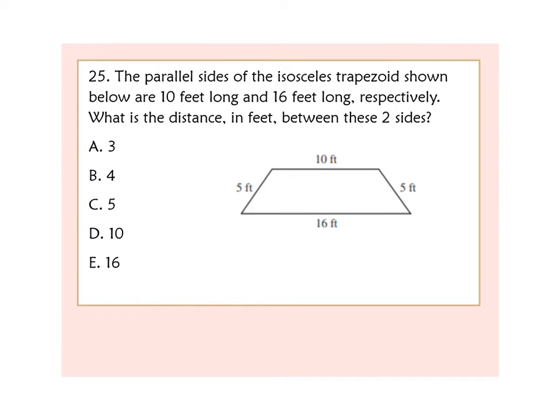On this next problem, it says the parallel sides of the isosceles trapezoid shown below are 10 feet long and 16 feet long, respectively. What is the distance in feet between the two sides? Now, the figure's already labeled, so we just really are looking at this. What is the distance in feet between these two sides? So we're wanting to know what is this distance right here.